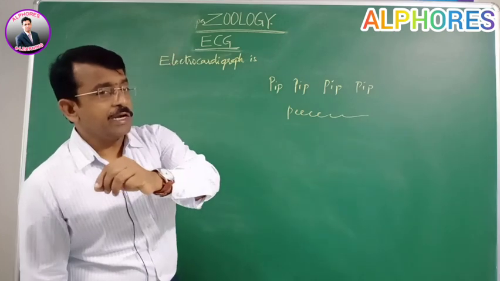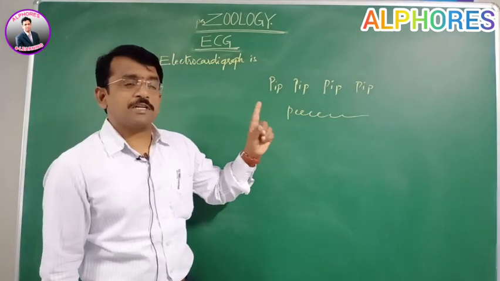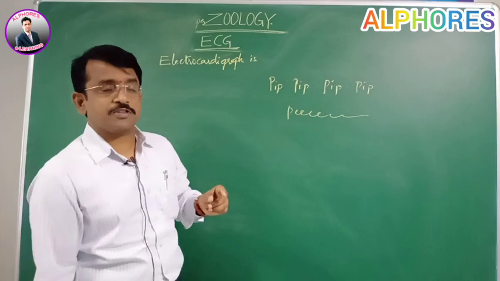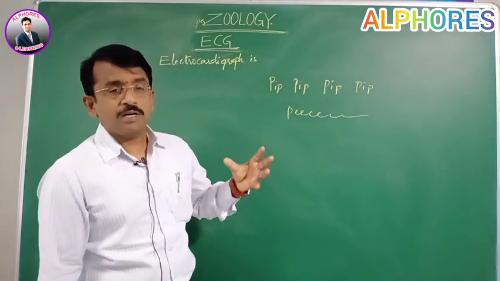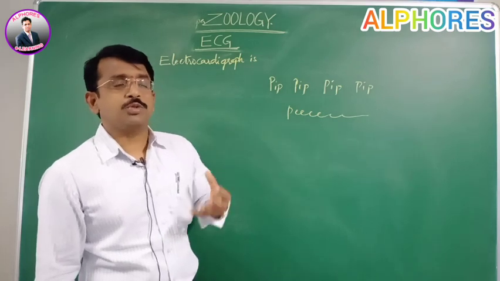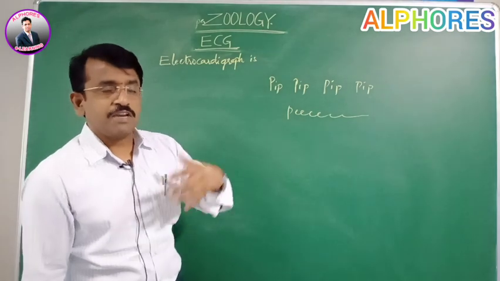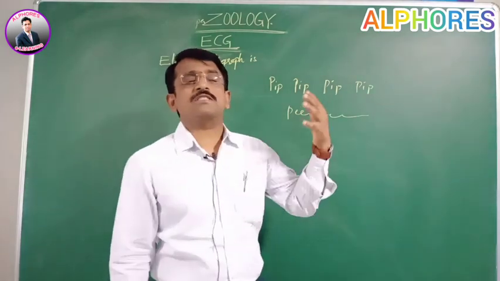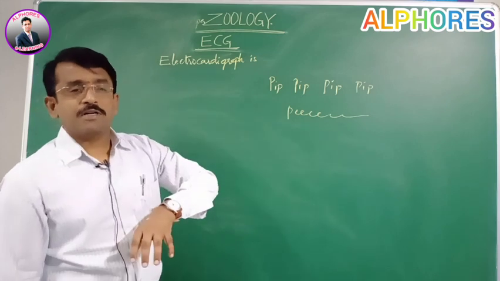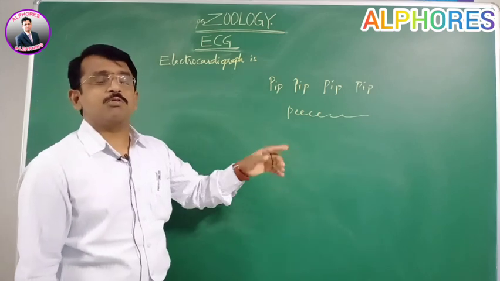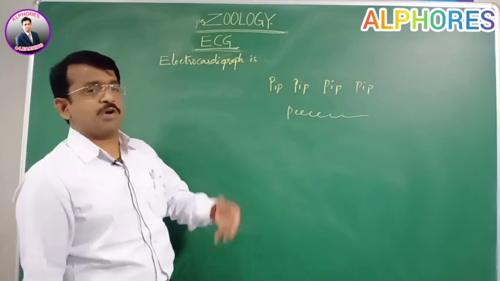If there is any damage to the bicuspid or tricuspid valve, the first heart sound gets disturbed, or rather the quality of the sound gets disturbed. These are the two sounds whose quality depends on the AV valves and the semilunar valves. If the AV valves are damaged, the first heart sound quality is disturbed. If the semilunar valves are damaged, the quality of the second heart sound gets disturbed. This is what we have seen.